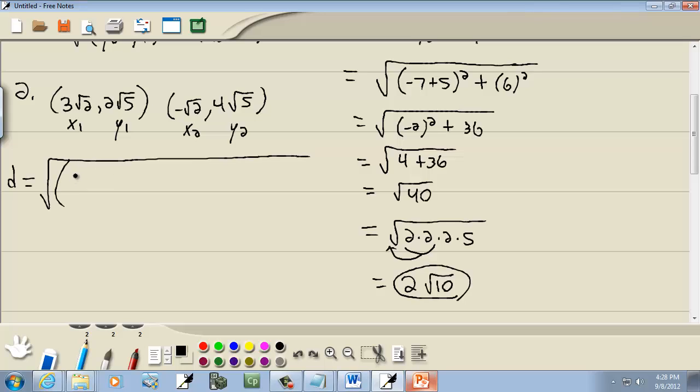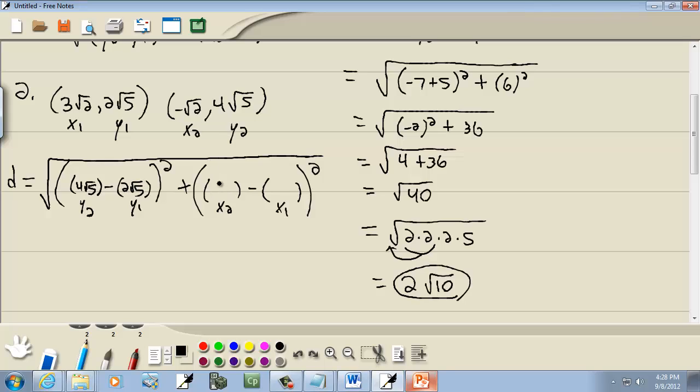And we got, let's see, parentheses minus parentheses, all that squared, plus parentheses minus parentheses, all that squared. This is our y2, this is y1, this is x2, this is x1. Okay, so y2 we said was 4 square root of 5. y1 is 2 square root of 5. x2 is negative square root of 2. And x1 is 3 square root of 2.